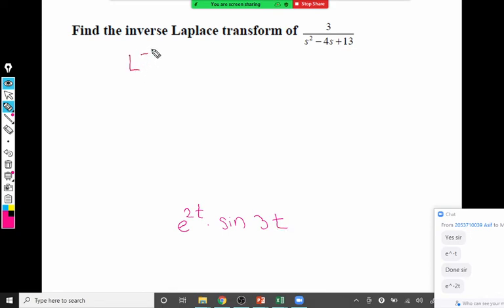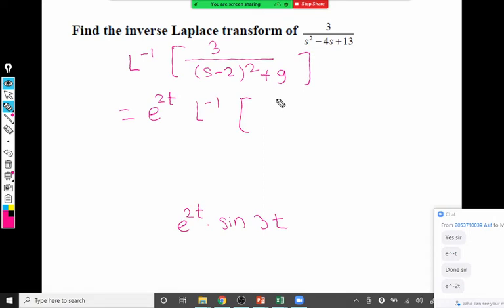It's L inverse of 3 upon, it gives you s minus 2 bracket square now. So s square minus 4s plus 4, so plus 9 you get. So by the shifting property, e raised to 2t will come out, because right now it is s minus 2 there. And we're left with L inverse of 3 upon s square plus 9. And obviously that's the answer. Correct. Okay, very good. One of the simple questions, huh?